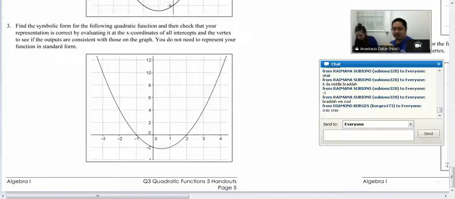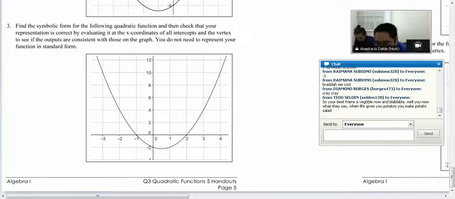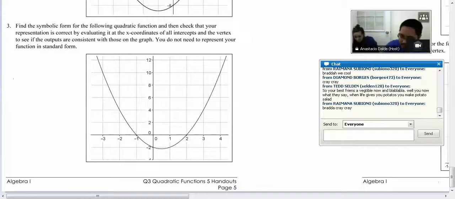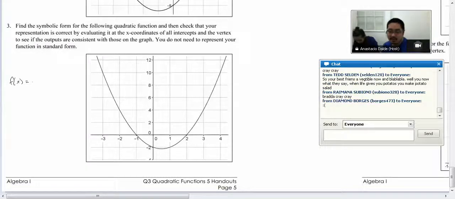Find the equation, or find the symbolic form of this quadratic function. You do not need to put it in standard form. Find what is the symbolic equation? Diamond, don't answer because you answered the last one. Yes, Diamond, answer, please. I'm just reading what Raymond says.